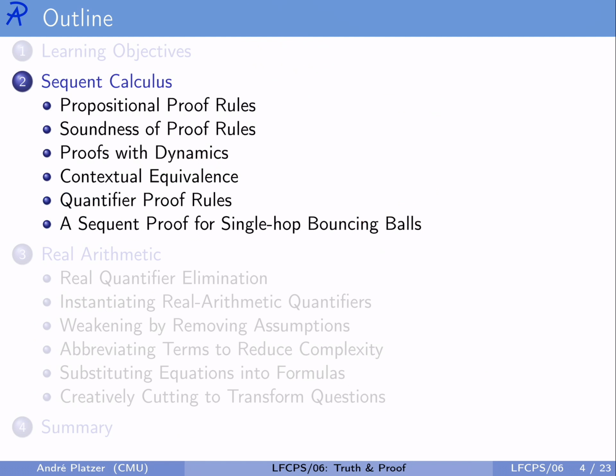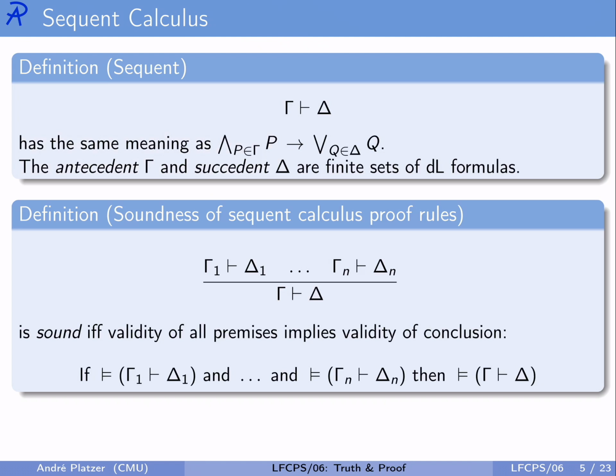For that, we will be looking at an extension of Gerhard Gentzen's sequent calculus, which is basically a way of making proofs and arguments completely systematic. Sequents are these constructs for a finite set of formulas gamma and a finite set of formulas delta. The gammas are called antecedent, the deltas are called succedent.